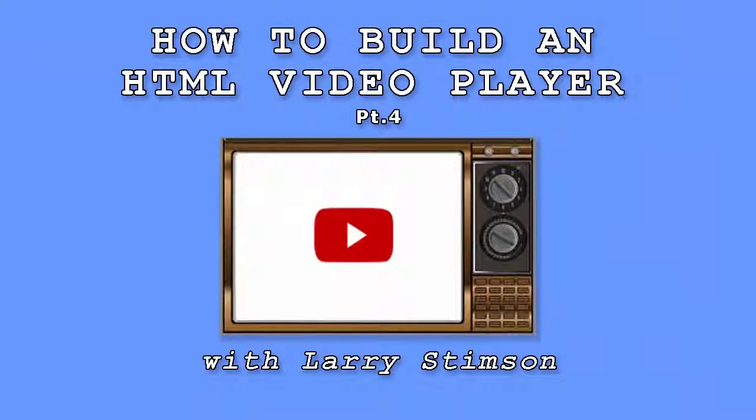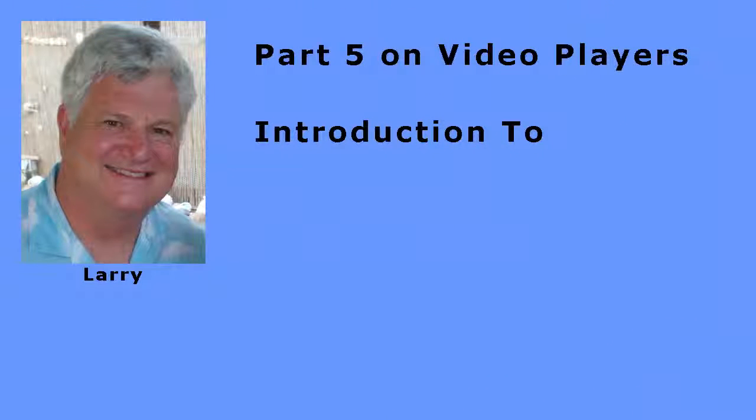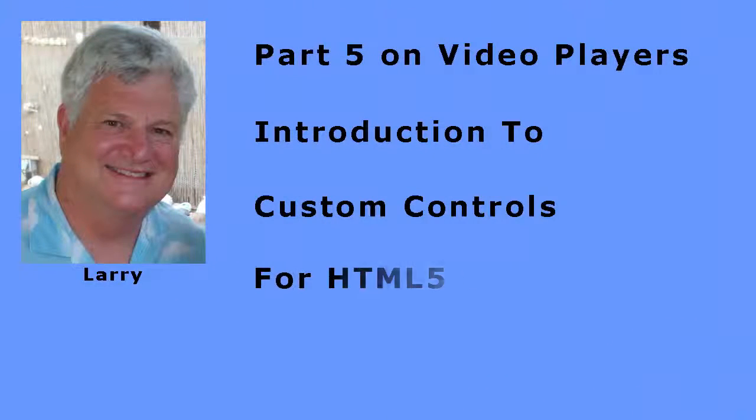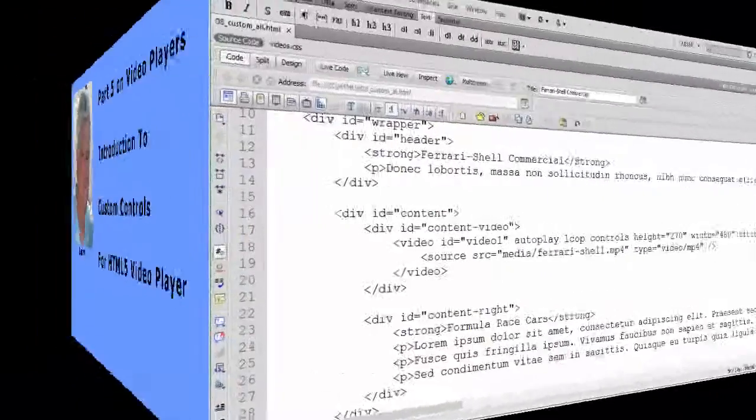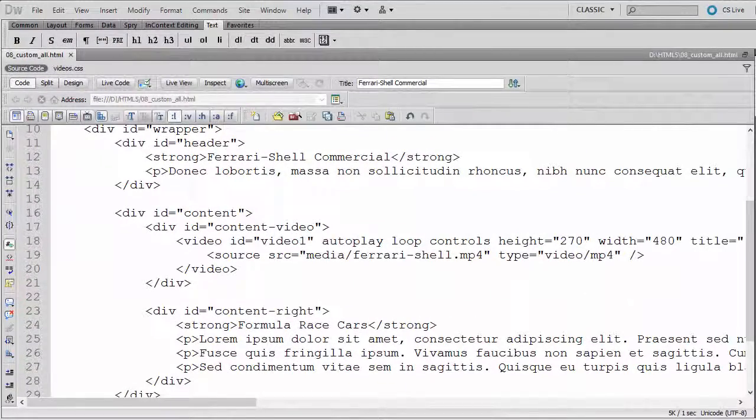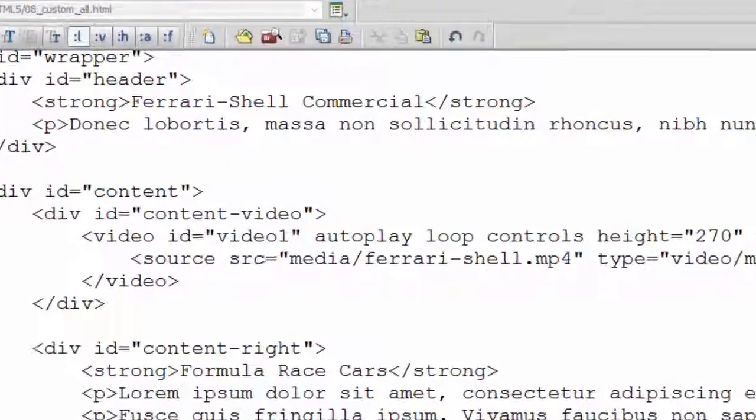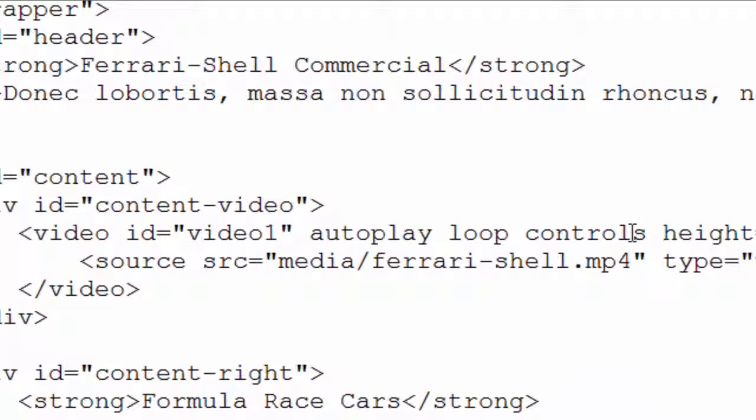This is part 5 of my video series on internet video players. In my previous video, I showed you how to build an HTML5 video player. In this video, I'll introduce you to custom controls for your video player. I'll start by adding a play button. First, I'm going to remove the existing controls.